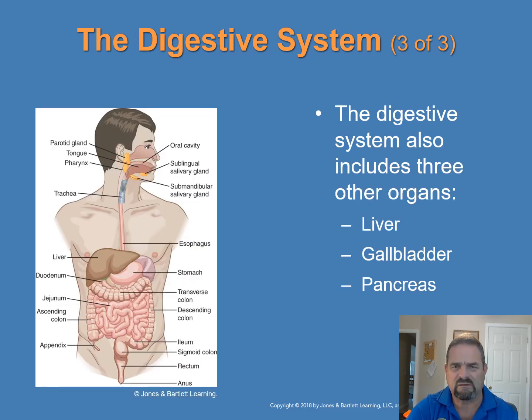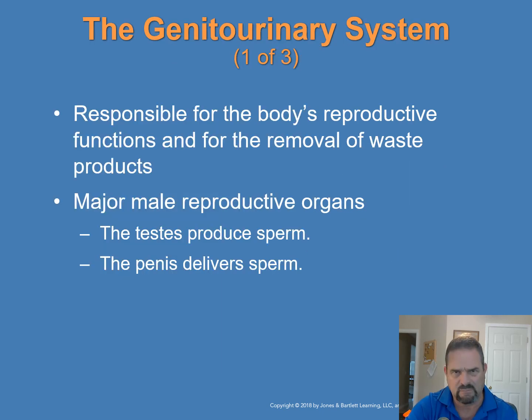This is a good diagram of the digestive system. It also includes three other organs: the liver, the gallbladder, and the pancreas. Each one of them has a job to do.